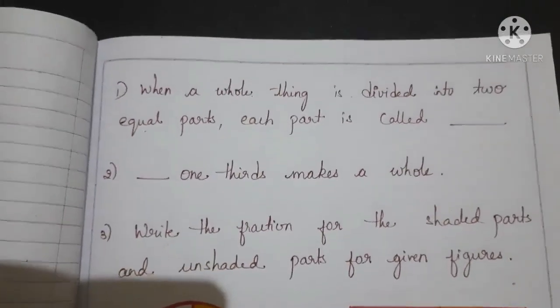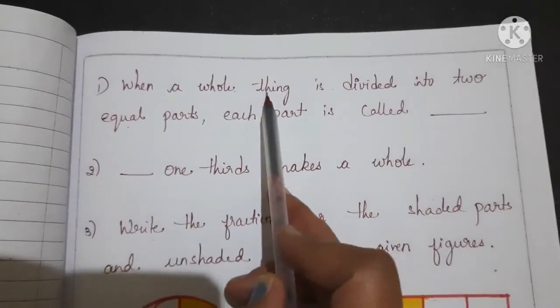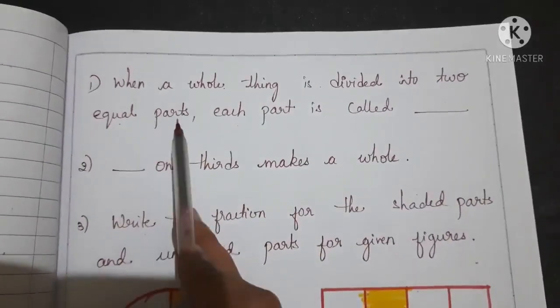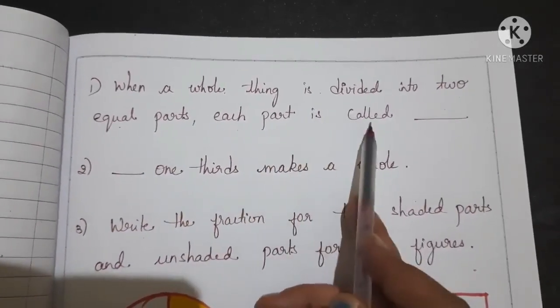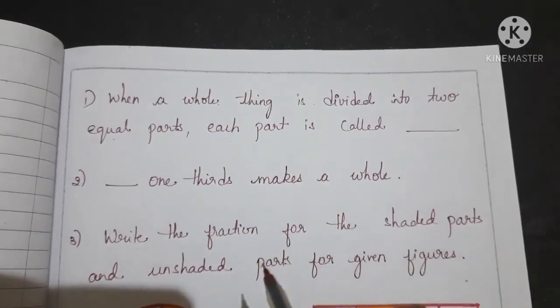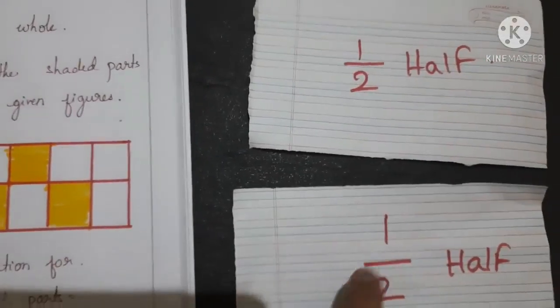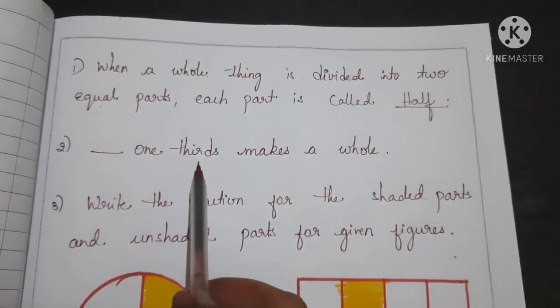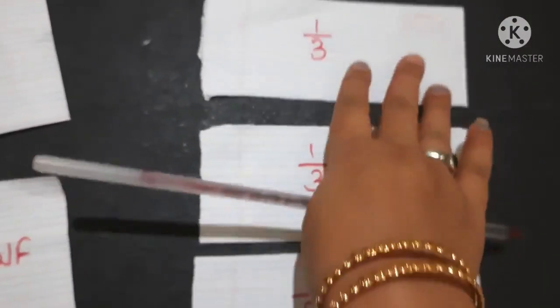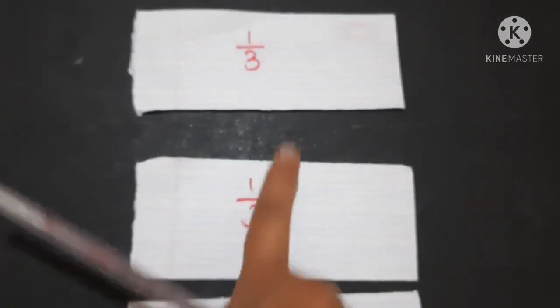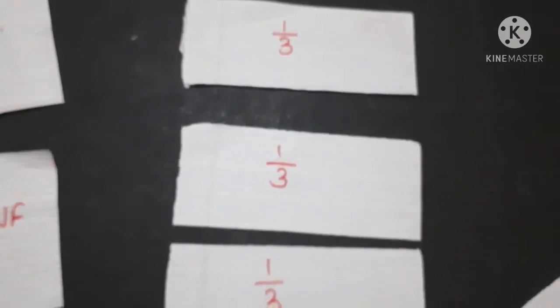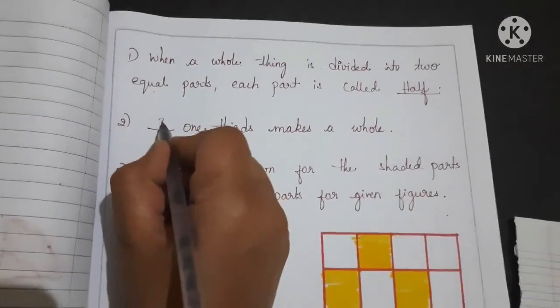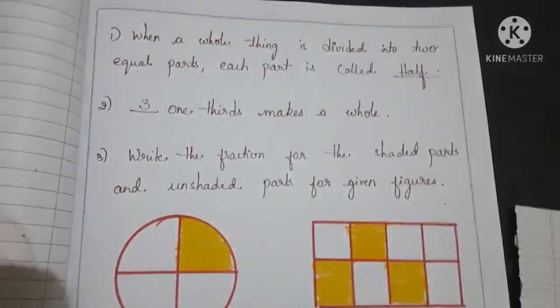Now let us revise some questions. When a whole thing is divided into two equal parts, each part is called a half. Dash 1/3 make a whole. See here, how many 1/3 are there? 1, 2, 3. 3 1/3 make a whole. So the answer for this question is 3 1/3 make a whole.